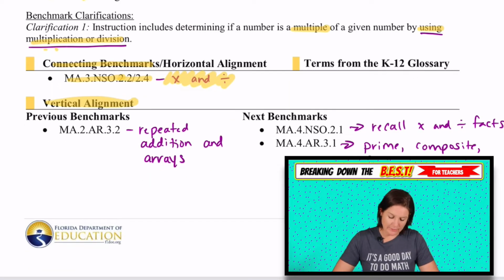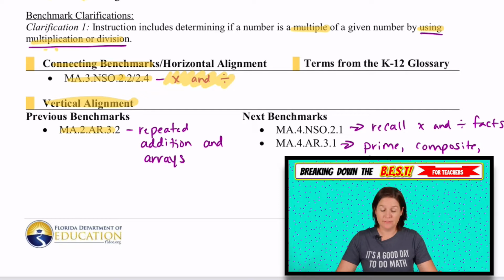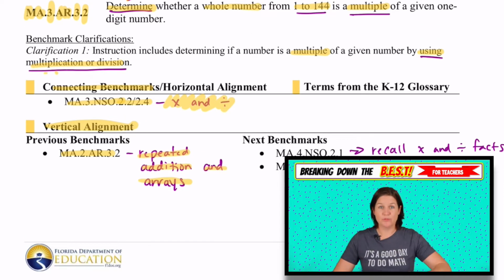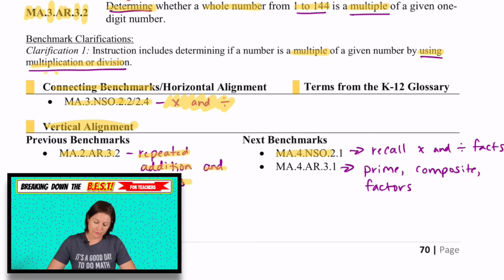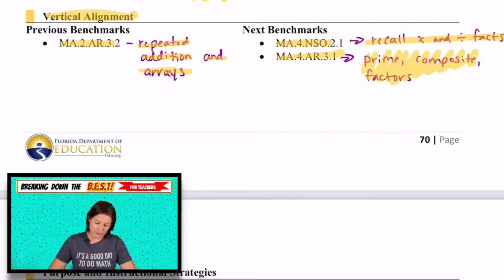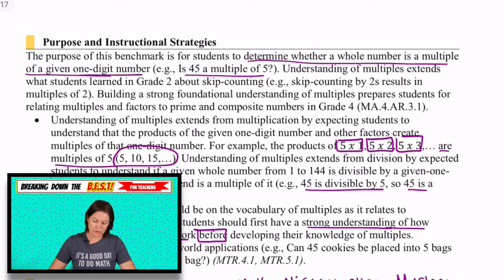For vertical alignment, in 2nd grade, they learned about repeated addition and arrays, so we can use that to connect multiples this year. In 4th grade, NSO.2.1 is recalling multiplication and division facts, and MA.4.AR.3.1 is prime and composite numbers and factors, where they will use multiples and start to generate some patterns with numbers too. Okay, so let's go to the purpose and instructional strategies section.